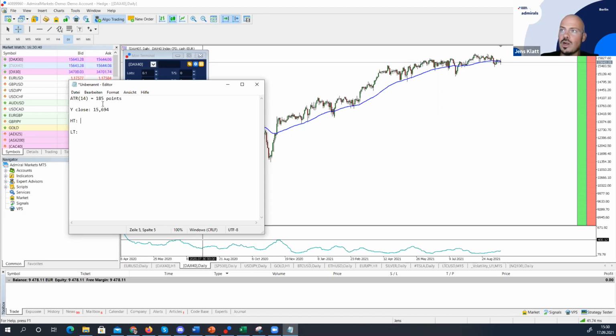And so we have 185. We use this closing price from yesterday and add those 185, respectively we deduct the 185. Now let me do it that way. 15,694 plus 185 is 15,897.